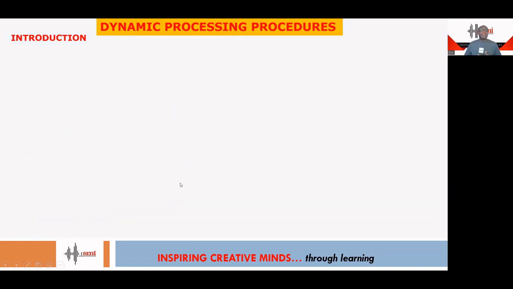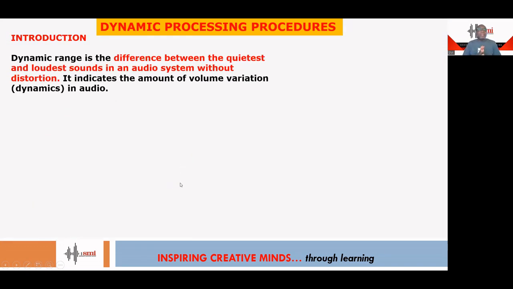Let's go on. So dynamic range is the difference between the quietest and loudest in an audio system without distortion. It indicates the amount of volume variation, that is dynamic, in audio. This is how it has its name, because the audio signal is what? Is dynamic. That is, there are variations in level. That is why it is called dynamic variation in audio.